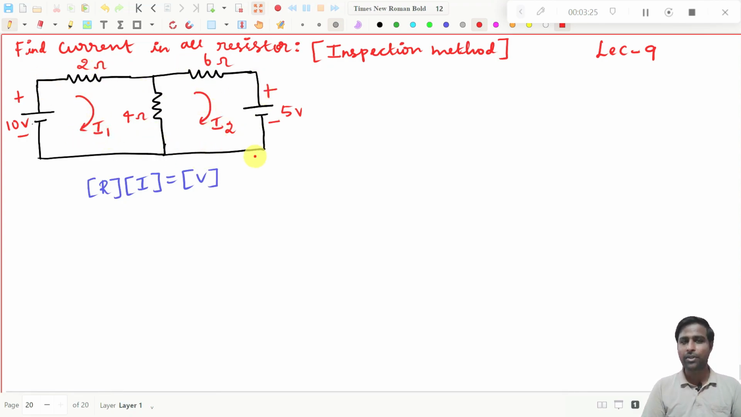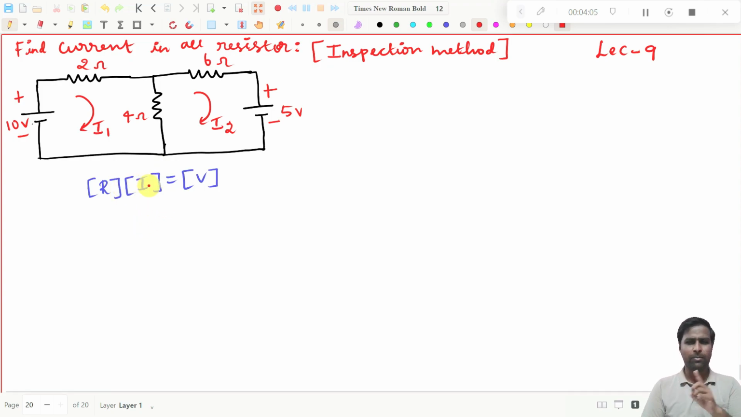How many loops are available here? Two loops. If you have two loops, then this R matrix dimension will be 2 cross 2. If we have 3 loops, then this R matrix dimension will be 3 cross 3. And this I matrix will be one column, with the number of rows depending on the loops. If you have two loops, this I matrix will have two rows and one column.